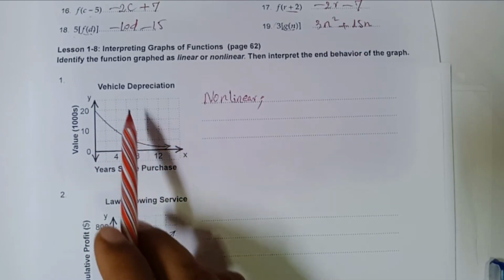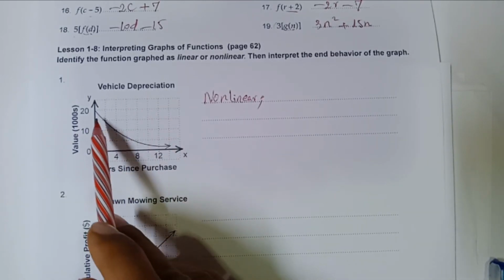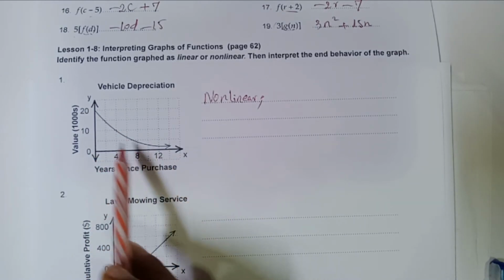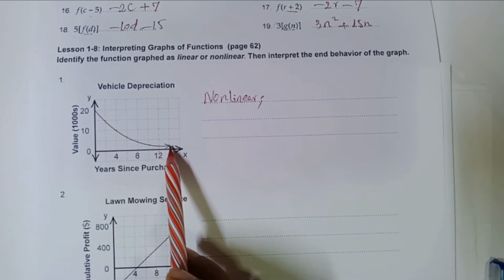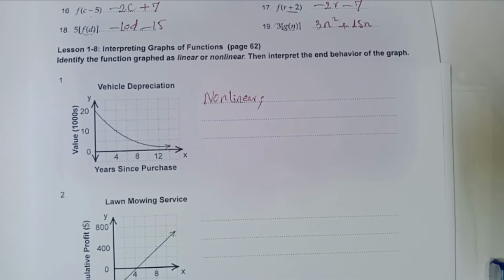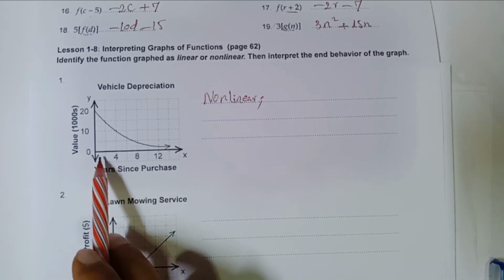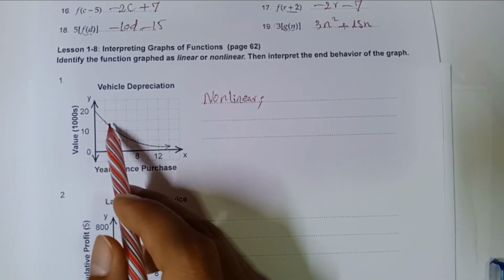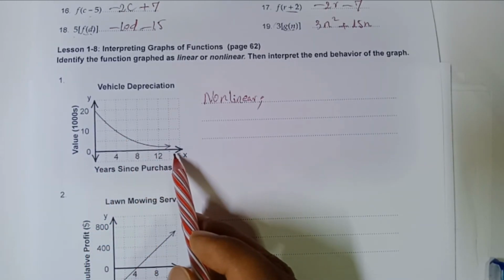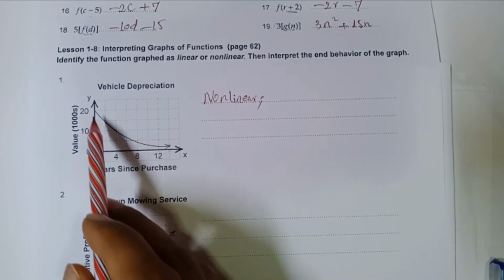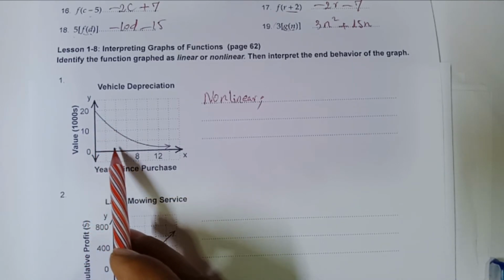Okay, now this is about vehicle depreciation. You buy a vehicle, and as you can see in the graph, as it gets older, its price begins to drop. So to interpret this in simpler terms, we can see that as the number of years increases, the value of the vehicle decreases.